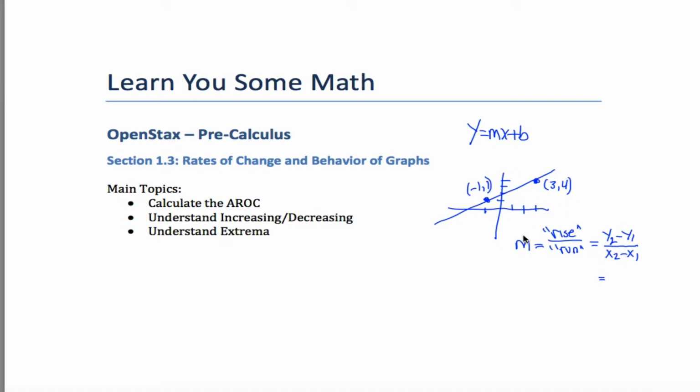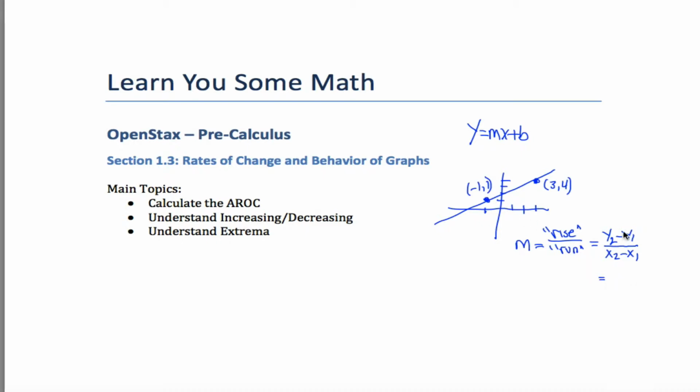Doesn't matter which one you call which. Maybe if you're clever, you'd call this one x2 and y2, since these numbers are larger than these numbers, and when you subtract them, you'll avoid some negatives. Call them whatever you want. I'm going to call this x2 and this y2 and this x1 and this y1.